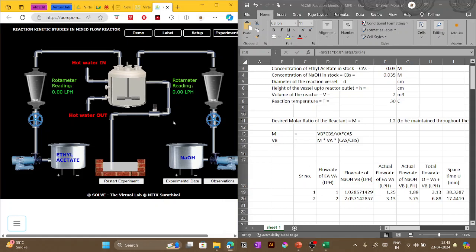Now if you come here in this experiment, the way they have designed it is to match the real world scenario where you cannot have fine tuning on this controller valve. Okay, so the NaOH flow rate that we want to select is around 1.2. So open the valve, so you can see flow rate is changing, this value is changing. Now we want a value of 1.02.